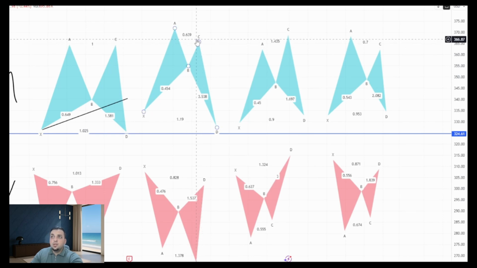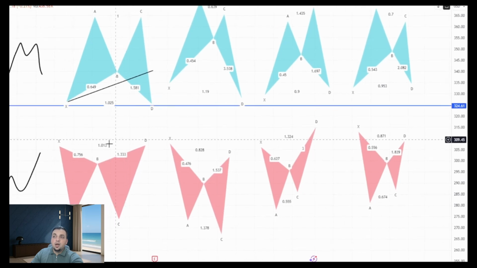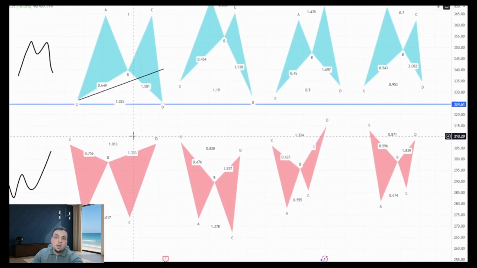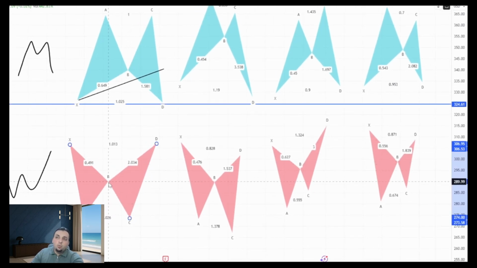You can see that C can be lower than A, it can be higher than A, and D can be lower than X and higher than X or equal to X. The same exact thing with the bearish harmonic pattern. B has to be somewhere in the middle. It can be closer to X or closer to A or in the middle. D has to be either equal to X, lower than X or higher than X.